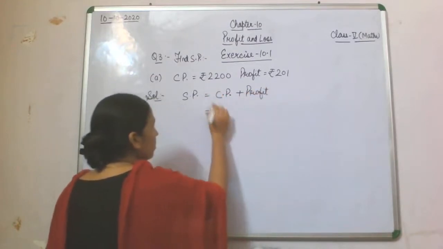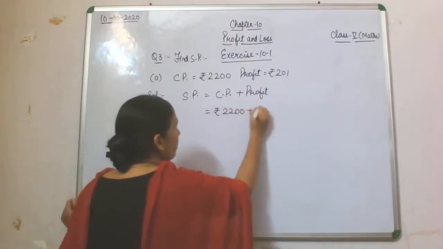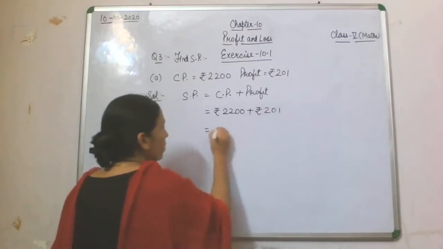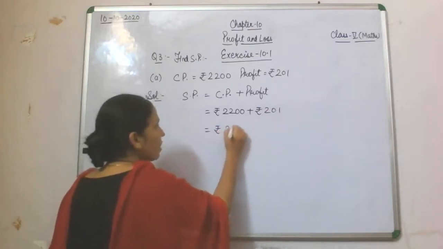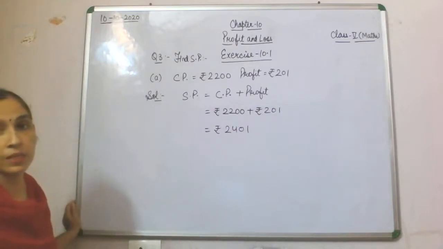So what is the cost price? Rupees 2200 plus rupees 201. So here the selling price is 2401. This is your selling price.